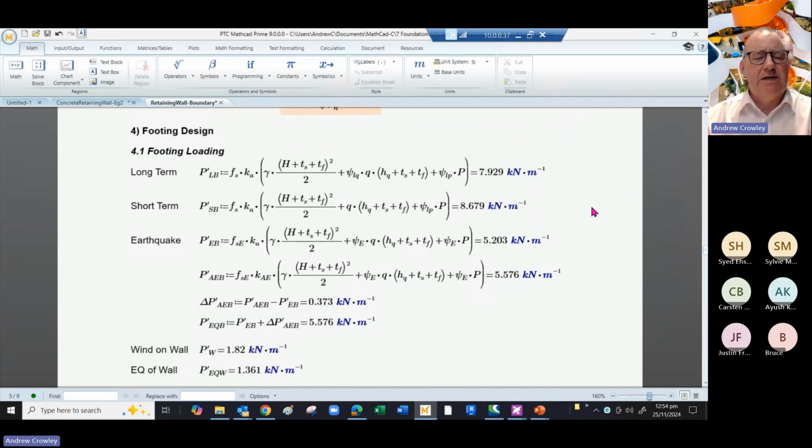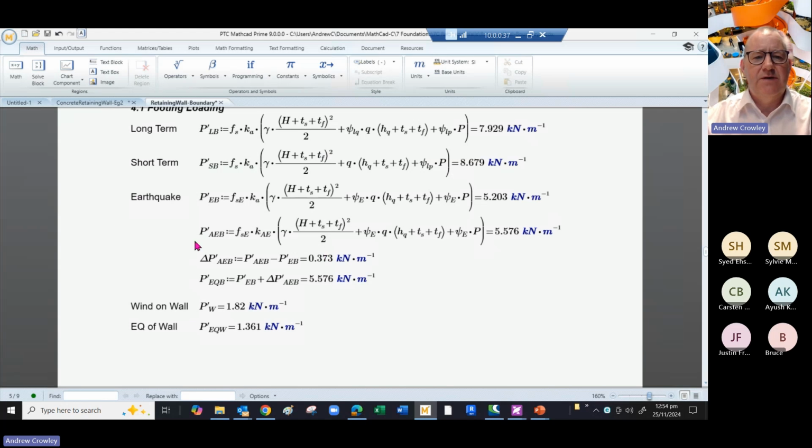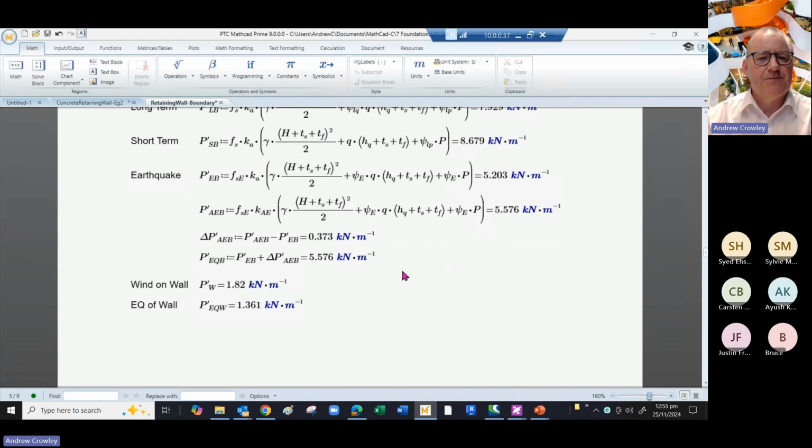Then we get back to some geotechnics, and we're looking at the footing design. So we've worked out what the loading is on the footing, a long-term, short-term, and earthquake, and that's the 7.9, 8.6, and 5.2. And all we're doing here is multiplying the forces by their lever arms again. And again, we use this differentiation between the earthquake loads and the static loads to work out the difference.